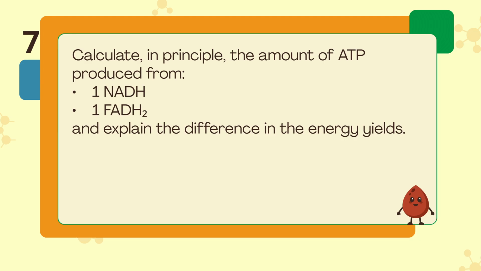Question number 7. Calculate in principle the amount of ATP produced from one NADH and one FADH2 and explain the difference in the energy yields.